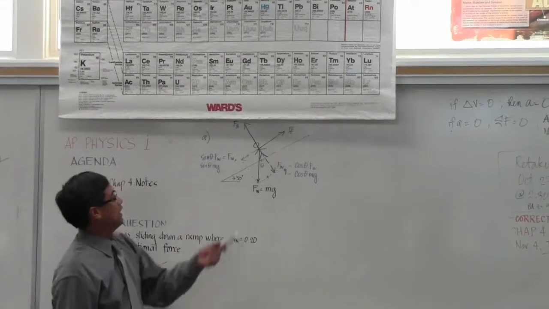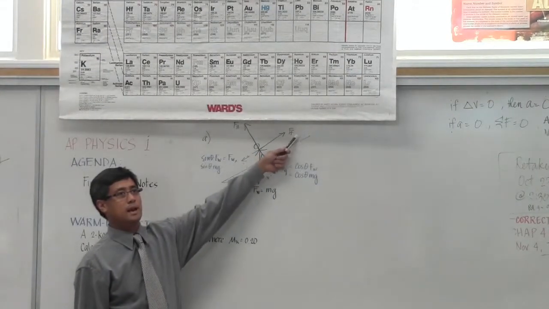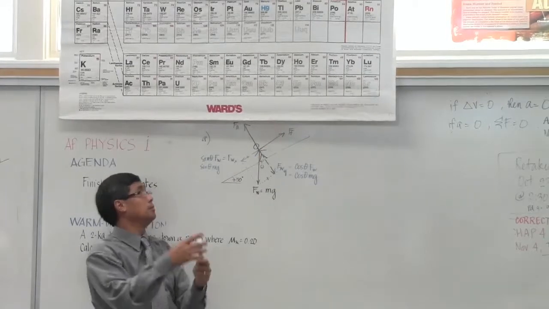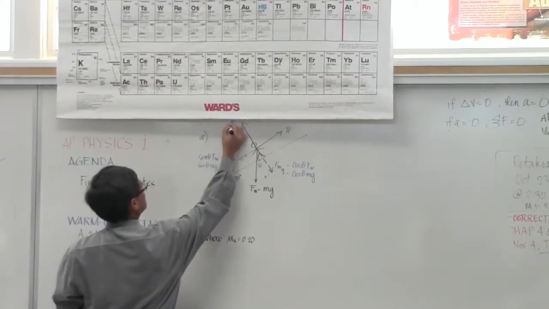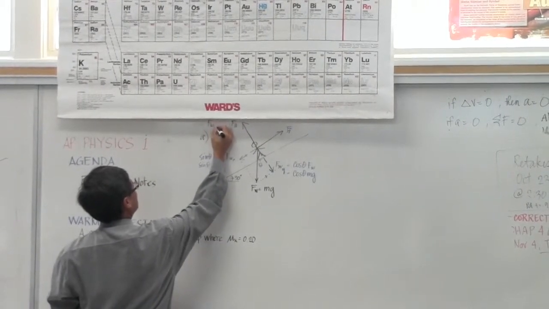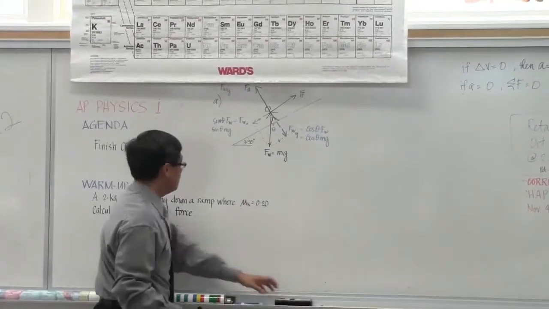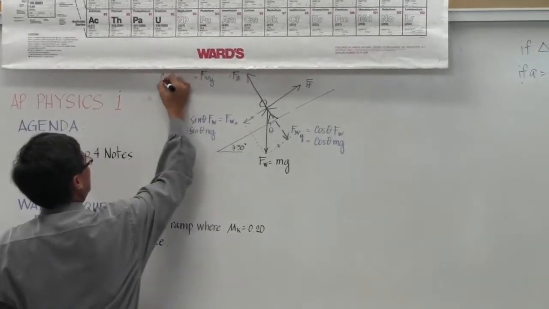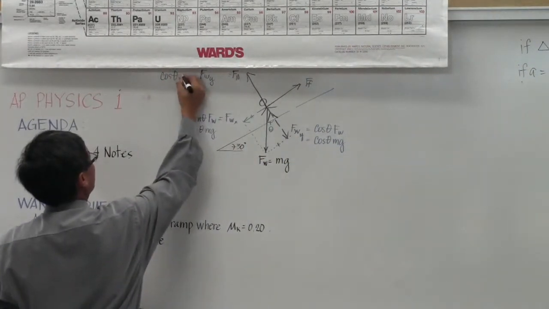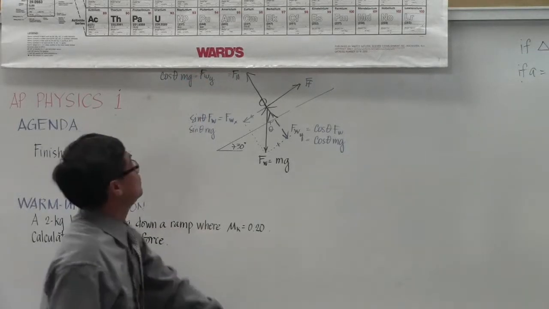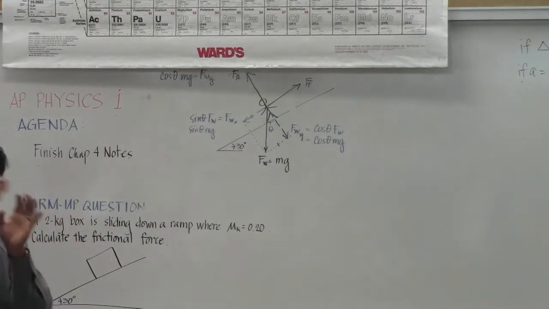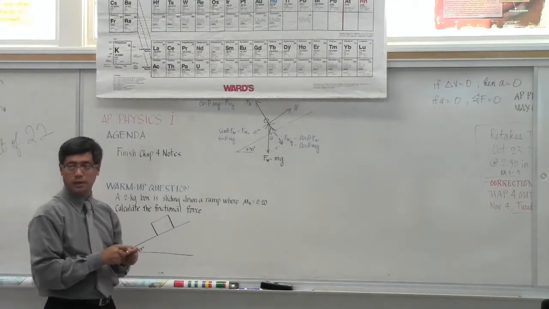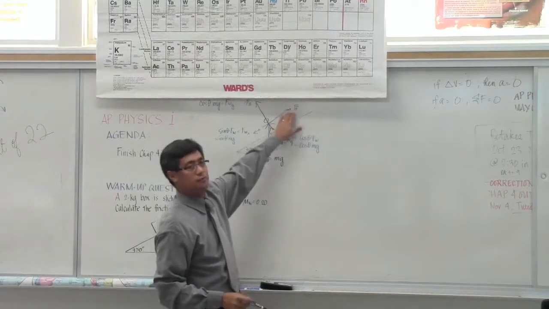Now we have to find the frictional force. But before we find the frictional force, we should find the normal force. Normal force is equal to FWY. But we know that FWY is equal to cosine theta mg. So it's just a matter of substituting this with that, but they're all related. Okay, so far, are you okay? Can we now look for the frictional force?